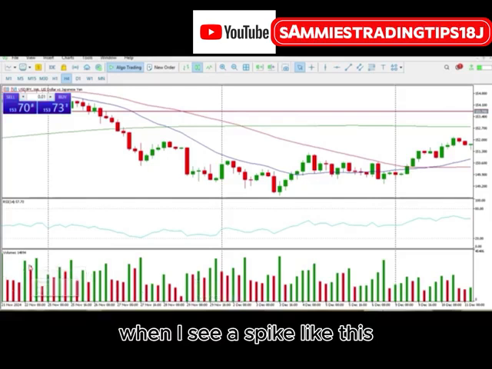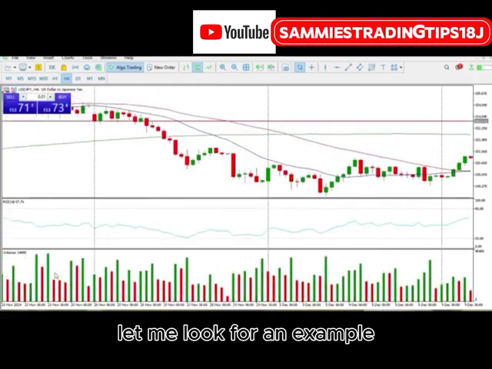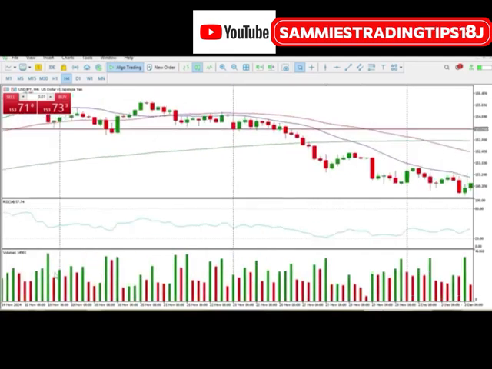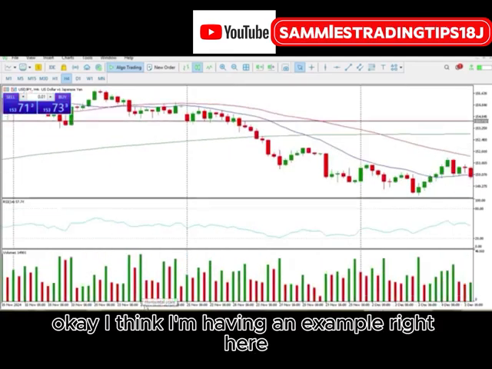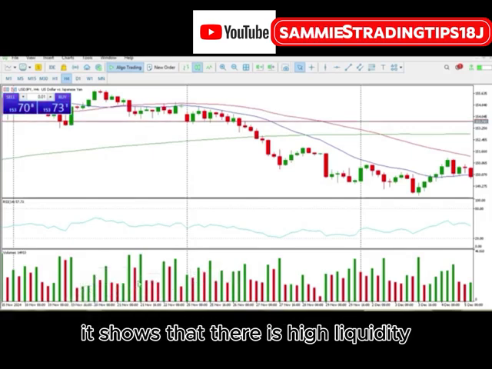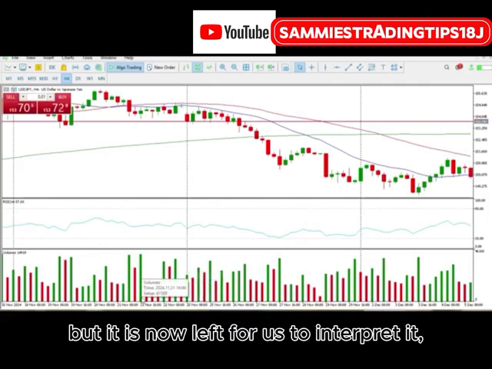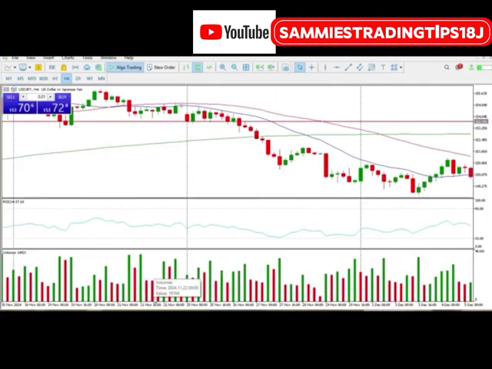When I see a spike like this, let me look for an example. Okay, I think I'm having an example here, right here. When I see a spike like this on the volume, it shows that there is high liquidity, a higher number of traders actually buying and selling, but it is now left for us to interpret it.